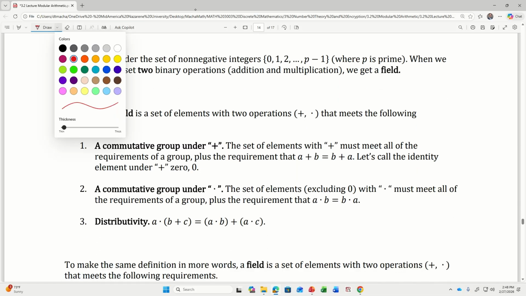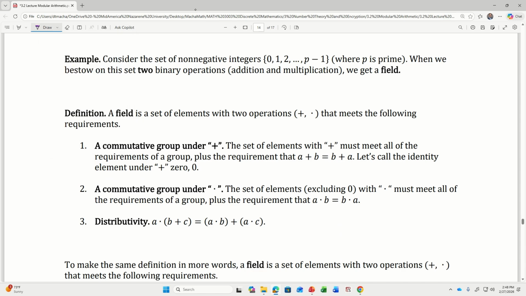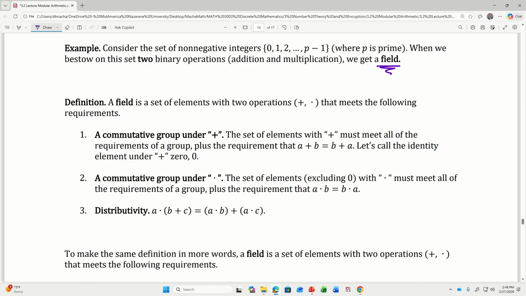I'll hit you with one more definition, and I don't want you to stress out about this if you don't understand it, because I'm not going to ask you any questions about this, but I at least want to say this during class. There's a term called a field in mathematics. If you've got a set of non-negative integers, so we're starting off with 0, and then 1, 2, 3, 4, 5, 6, when we give this set two binary operations, like addition and multiplication, we sometimes get a field, especially if p is prime and we're using addition and multiplication modulo p.